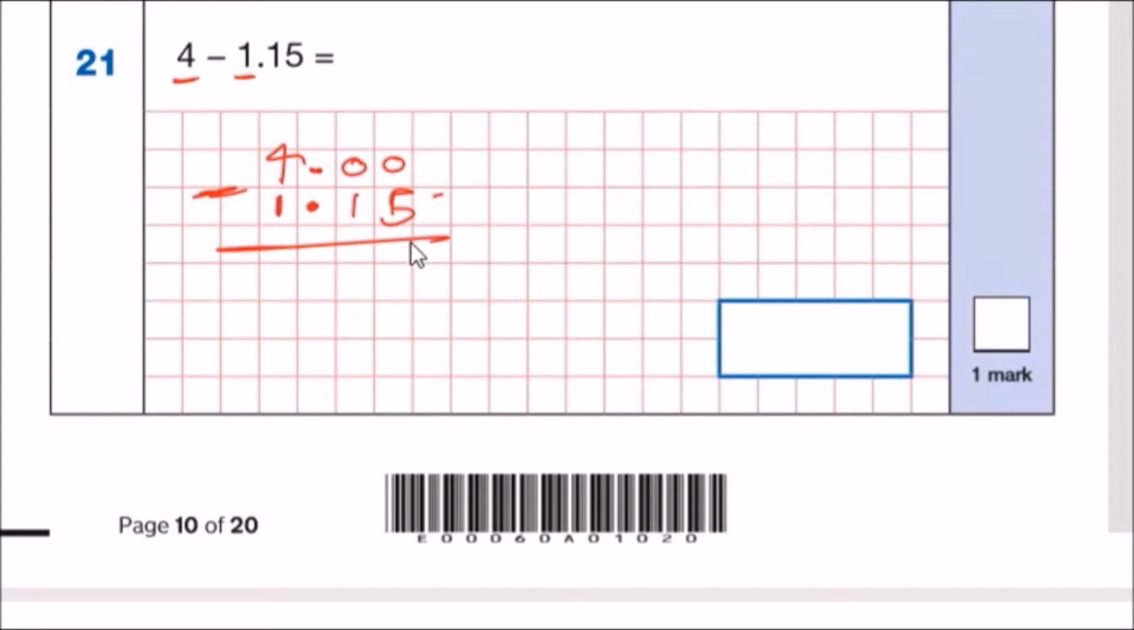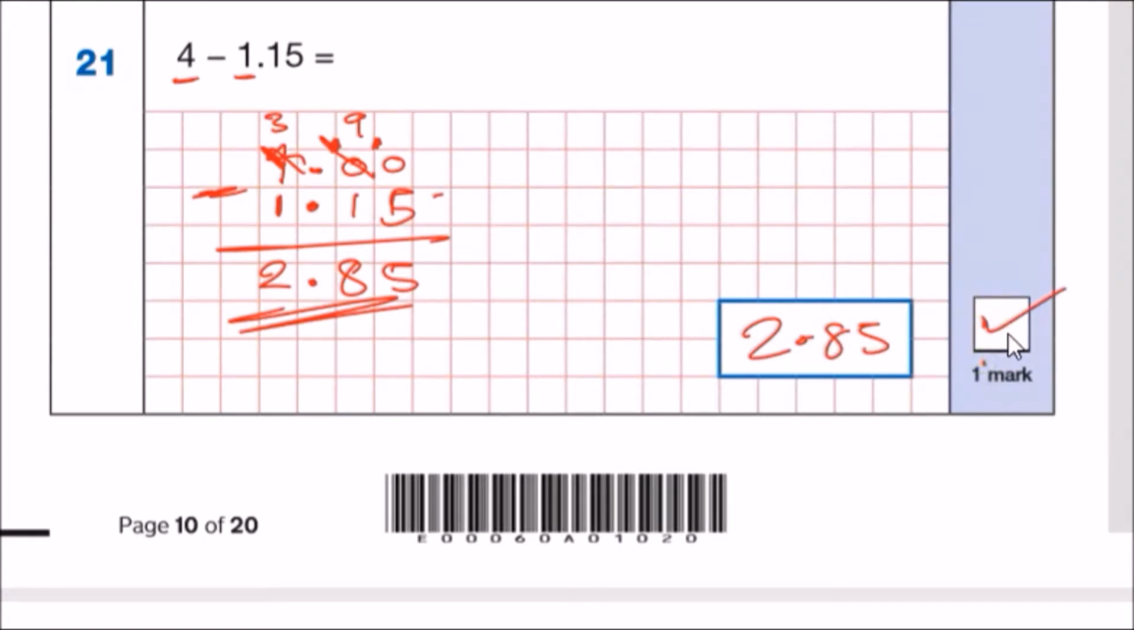Nothing take away 5 is what you can't do, so you have to borrow. You cannot borrow from nothing, so you need to borrow from the very first number, the 4. Borrow from 4, this becomes a 3. Pass to the next number, so this is now a 10. Borrow from 10, that becomes a 9, and then this one becomes a 10. So now we can do it. 10 take away 5 is 5. 9 take away 1 is 8. And last one, 3 take away 1 is 2. And hence we have 2.85. Good job, guys.